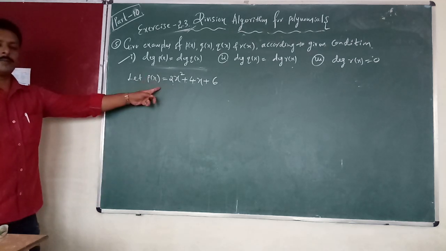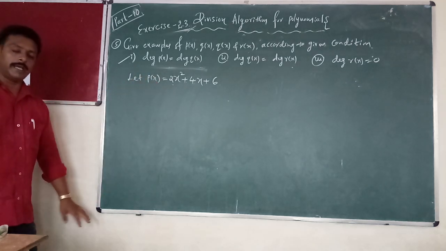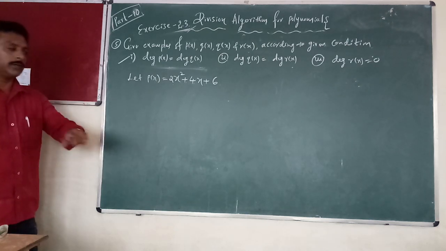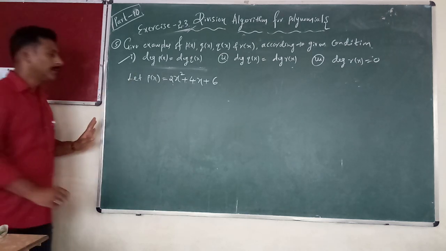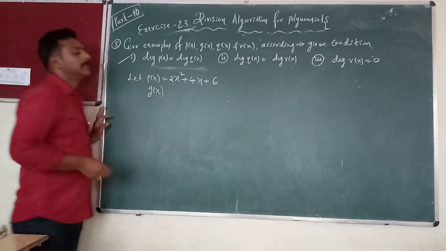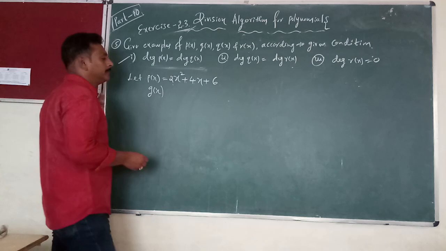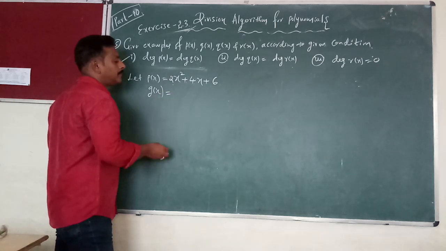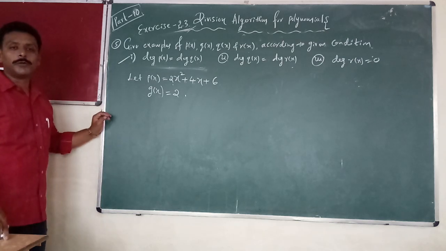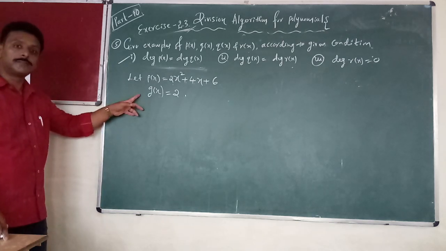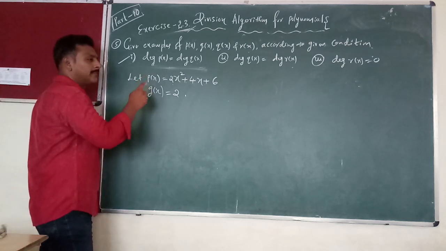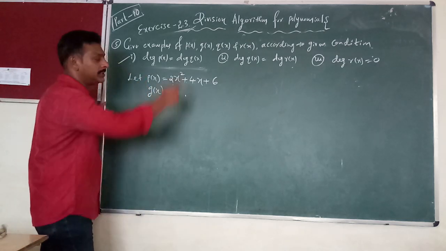अभी इस पॉलिनोमियल को मुझे g of x से डिवाइड करना है, बट व्हाटएवर क्वोशिएंट आएगा उस क्वोशिएंट का डिग्री भी 2 ही रहना. सो इसीलिए I am going to take g of x, I am going to divide it by 2. I am taking the constant polynomial. This is also a polynomial, constant polynomial. Okay, so I am going to divide p of x by g of x to get q of x.